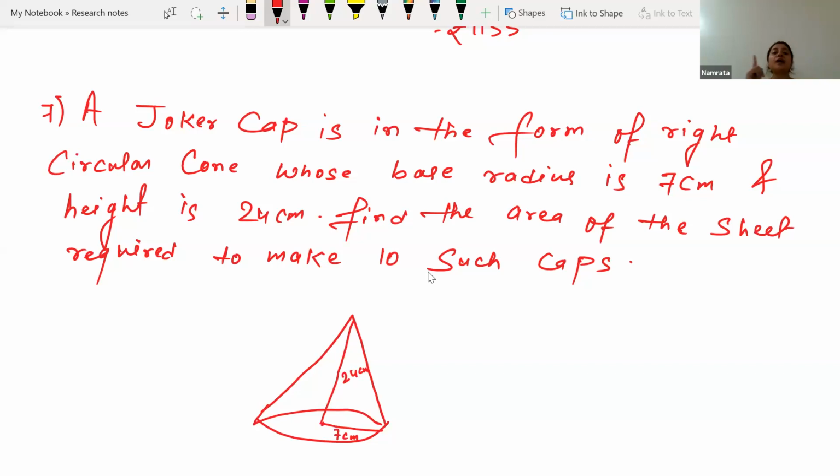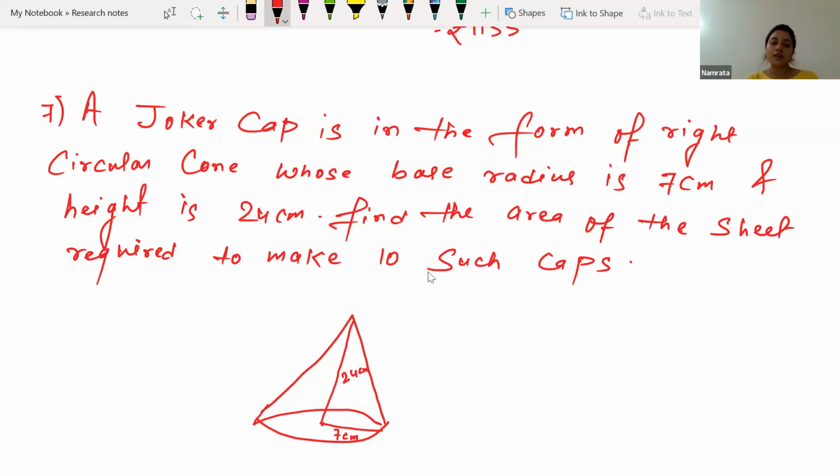For making one such cap, we need the curved surface area, right? We need the outside part only, because a joker cap has no bottom. We can wear it like this, right? So this is about curved surface area, not total surface area. We find total surface area when we paste something at the bottom also, like a circular lid. A joker cap is made of just this curved part. There is no need to cover the bottom part, right?